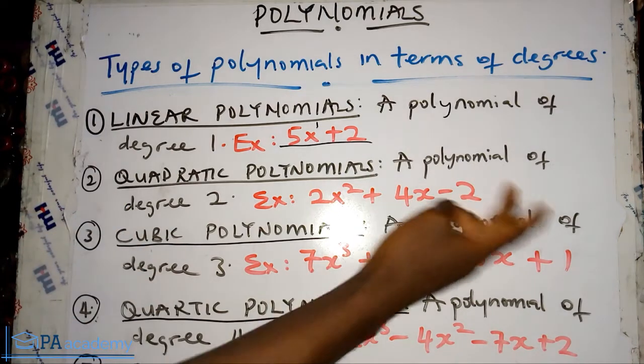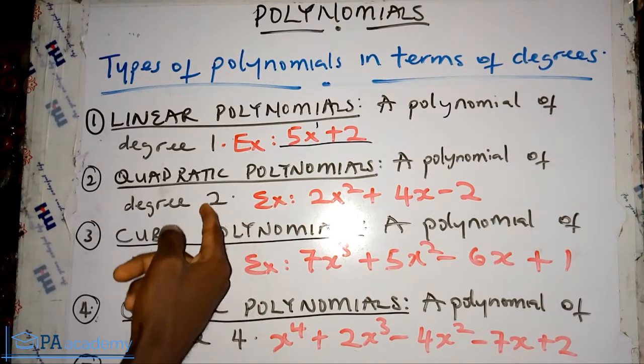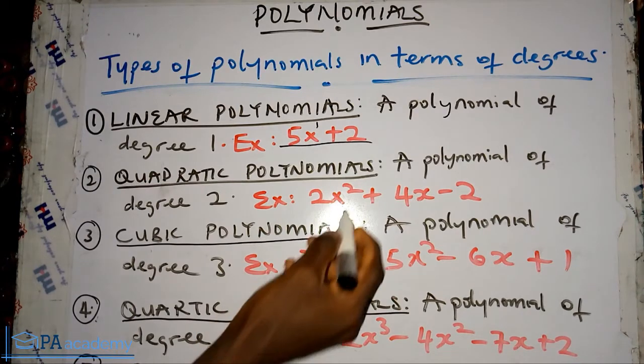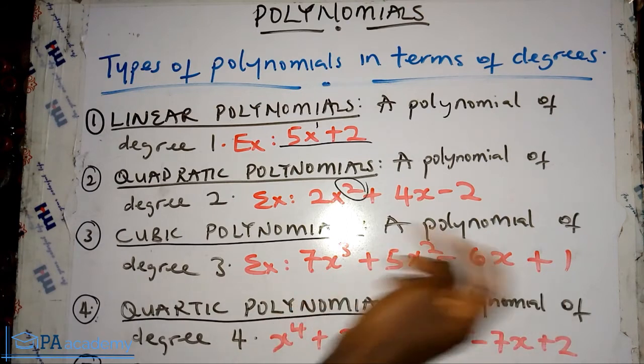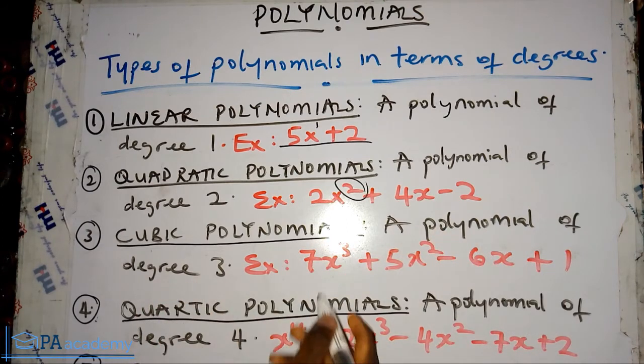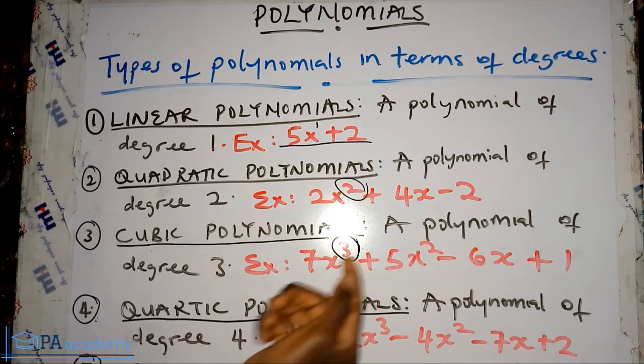While the second one is the quadratic polynomial. It's a polynomial of degree 2. You can see the degree here is 2. That makes it a quadratic polynomial. While the third one is a cubic polynomial. That's a polynomial of degree 3. This is the example here. The highest degree here is 3.